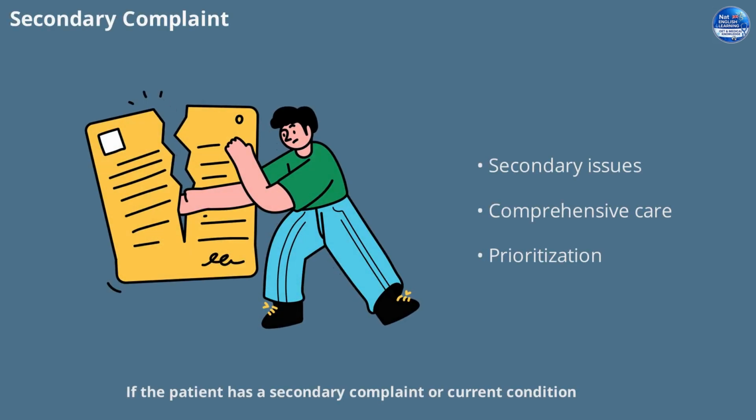If the patient has a secondary complaint or current condition, it should be detailed in the main body. This provides a comprehensive view of the patient's health and ensures that all issues are addressed. For example, the patient also reported mild headache, which was managed with supportive care. Including secondary complaints helps the recipient prioritize and manage multiple health concerns.